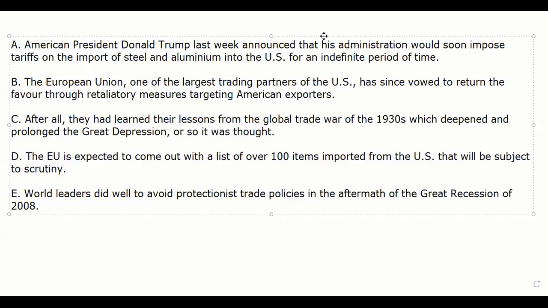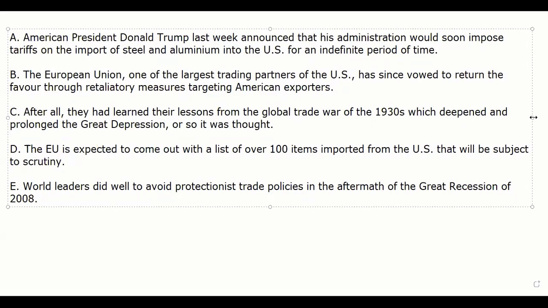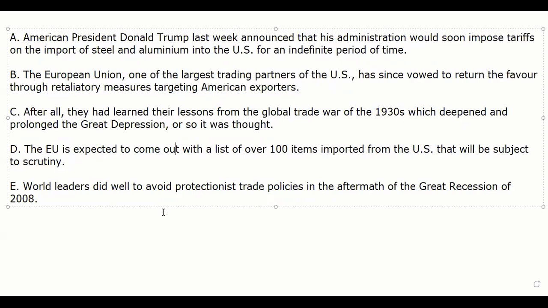So start telling me which cannot be the first one. Remove the options. Which cannot be the first statement? A: American President Donald Trump last week announced that something. B: The European Union, one of the largest trading partners, has since vowed to return to favor. C: After all, they had learned that. Now tell me, can C be the first one?